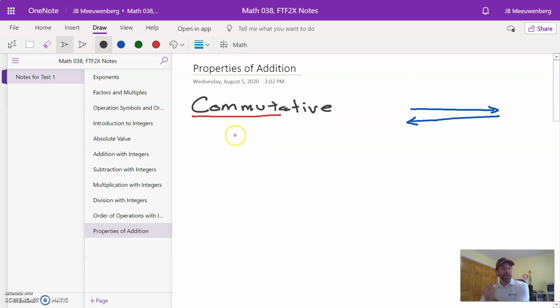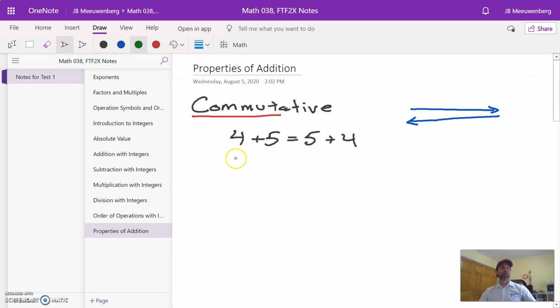Using an example, I could say that 4 plus 5 is equal to 5 plus 4. Notice how they're turned around, right? We flip them around the addition sign. That's called the commutative property of addition. We can add numbers in either order, and we're going to get the same answer. They both give us 9.